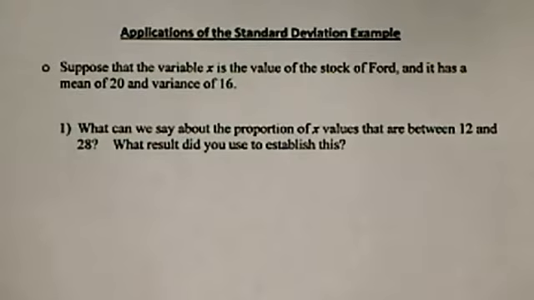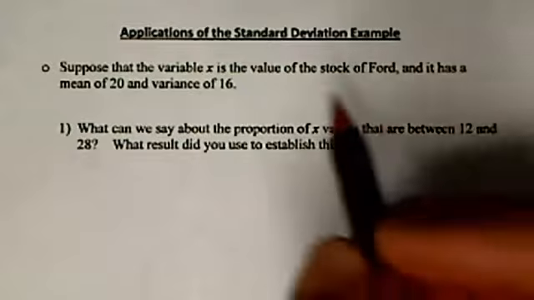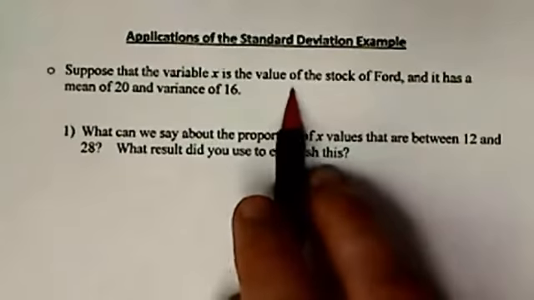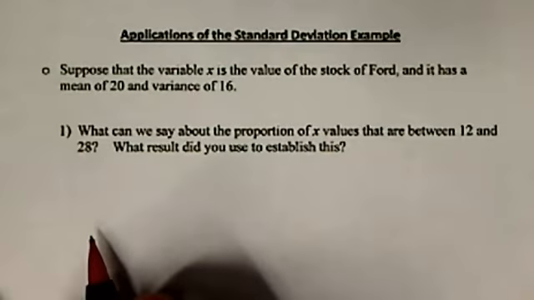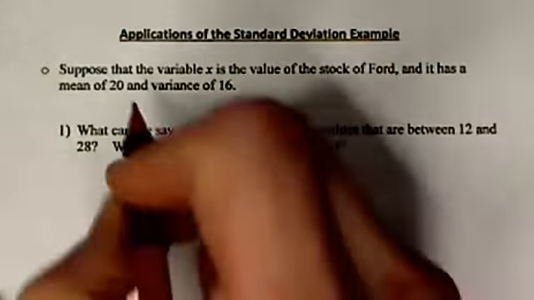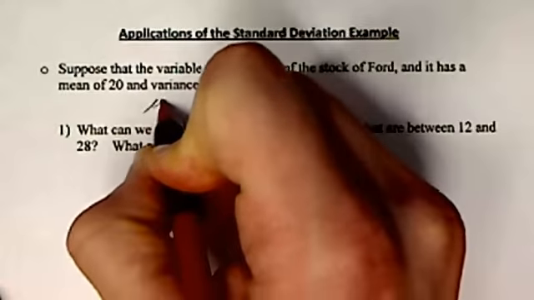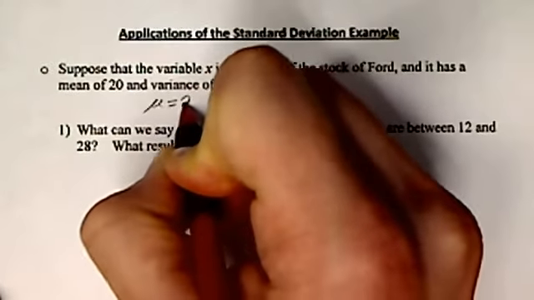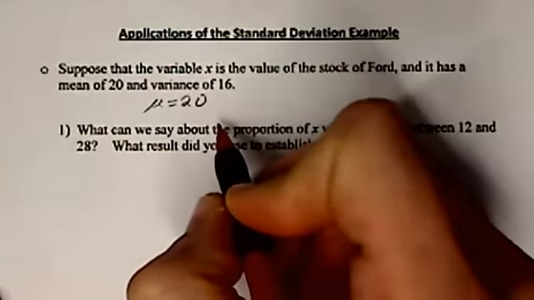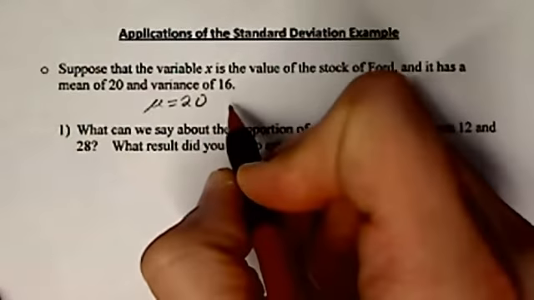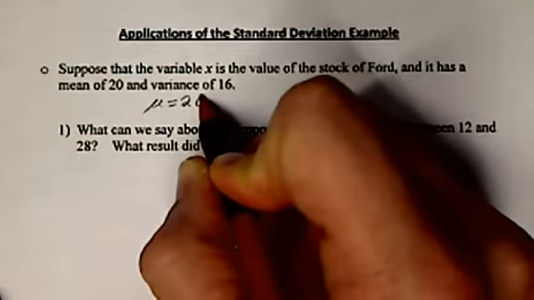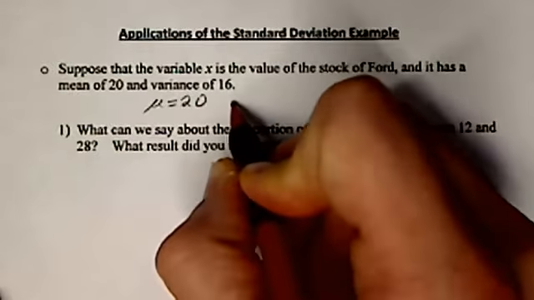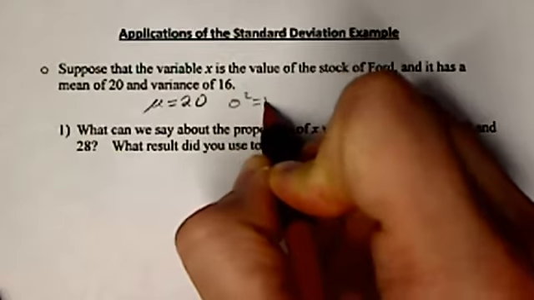Suppose that we have this variable. I'm going to call it x, but x stands for the value of the stock of Ford, and it's got a mean of 20 and a variance of 16. So suppose from this data set we've got those two values. And I want to assume that those values are parameters, that this is the population data set here. So mu would be 20 and the variance would be 16.